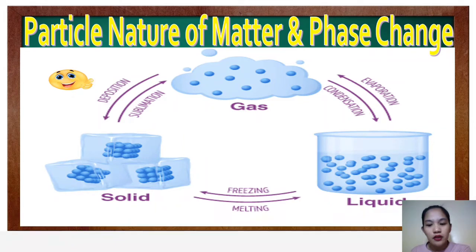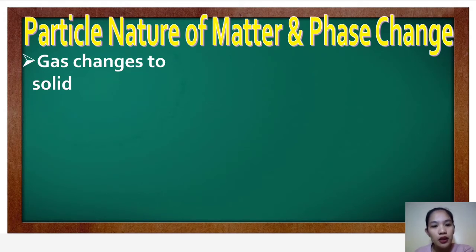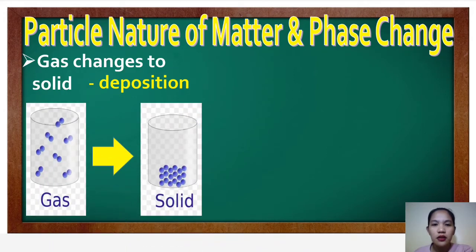So we are already done with evaporation. This time, let us proceed to deposition. Let us just follow Mr. Smiley. Okay, so from evaporation, let us proceed to deposition. Let us see also what will happen to the nature of particles of matter as it changes from gas to solid. So for the process wherein gas changes to solid, what will be the process? Again, it's deposition. So what will happen to the nature of particles of matter as it undergoes deposition? As you can see on the illustration, it will change from the nature of gas particles to solid particles.